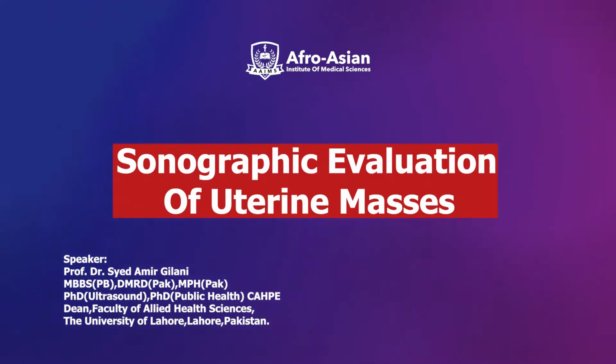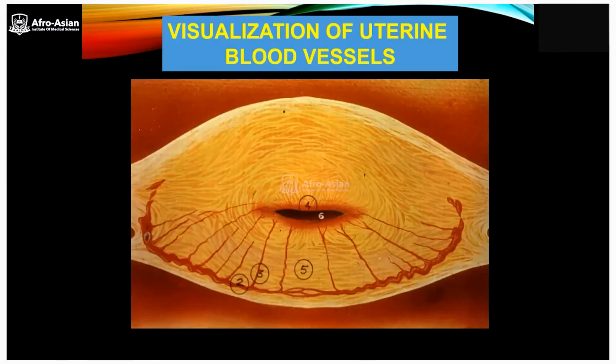Sonographic evaluation of uterine masses. If we look at the visualization of uterine blood vessels, the main important things which we have to notice are the arcuate artery, then we have the basal and radial and spiral arteries. The spiral arteries are entering into the endometrium and they are the main blood supply of endometrium.